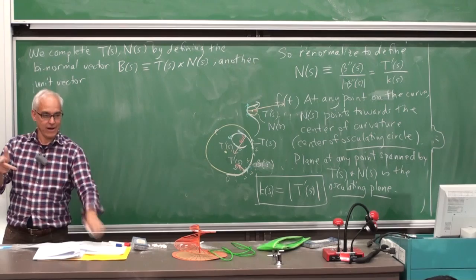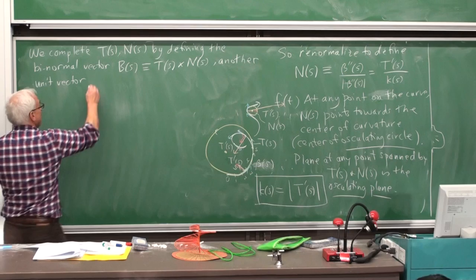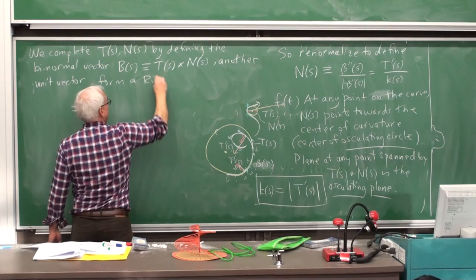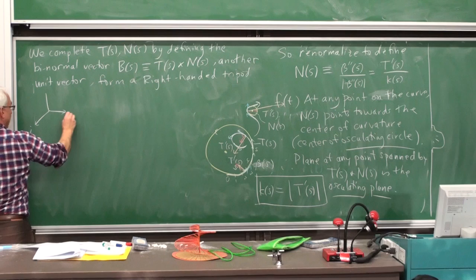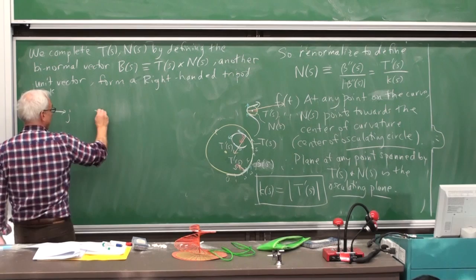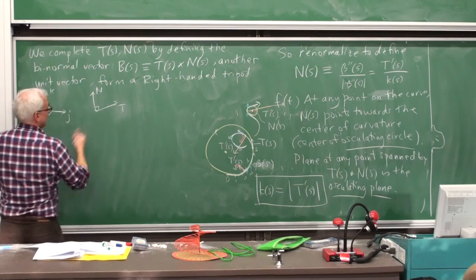Okay. So it's another unit vector, and they form a right-handed tripod, just like the i, j, and k of the usual basis vectors, but they can be in any position. So there's a T in one position, an N in another position, and then the B would be coming out. Might do it like this, but that's supposed to be perpendicular to both of them.